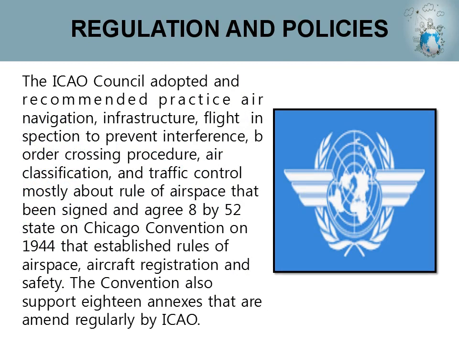The ICAO Council adopted standards and recommended practices on air navigation, infrastructure, flight inspection to prevent interference, border crossing procedures, aircraft classification, and traffic control, mostly about rules of the airspace that were signed and agreed by 52 states at the Chicago Convention in 1944, which established rules of airspace, aircraft registration and safety. The convention also supports 18 annexes that are amended regularly by ICAO.